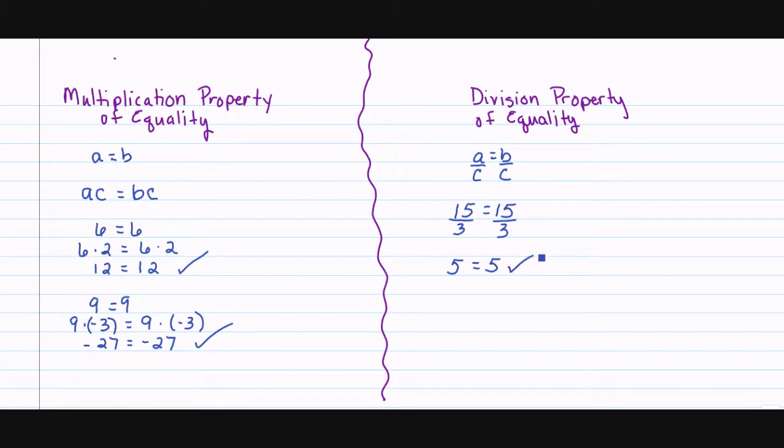5 equals 5. The only number you cannot divide the bottom by is 0. Your C can never equal 0. That's because you can never have 0 in the denominator. It will make your statement untrue. Okay? Let's go ahead and take a look at some examples.